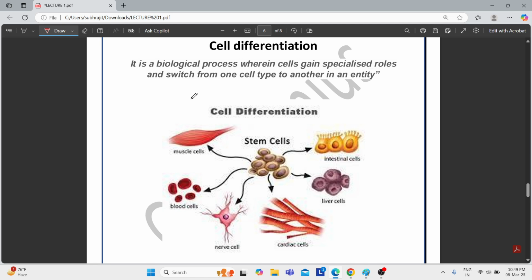Similarly, the same thing occurs with cells. In cell differentiation, there are some cells called stem cells. Stem cells have the property to differentiate into various kinds of cells. They can differentiate into muscle cells, blood cells, nervous cells, cardiac cells, liver cells, intestinal cells, and so on. This is all cell differentiation means. Cell differentiation is nothing but cell specialization.